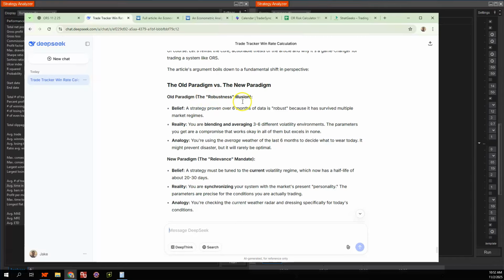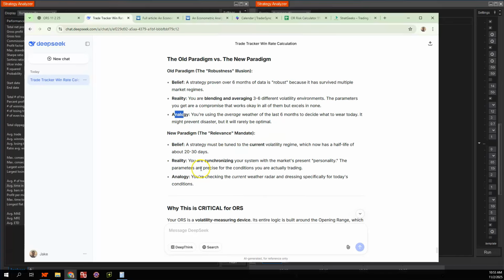The robustness illusion. I love how different AIs break down stuff. Belief: a strategy proven over 6 months of data is, quote-unquote, robust because it has survived multiple market regimes. Reality: you are blending and averaging 3 to 6 different volatility environments. The parameters you get are a compromise that works okay in all of them but excels in none. Analogy, I love this analogy: you're using the average weather of the last 6 months to decide what to wear today. It might prevent disaster, yeah, but it will rarely be optimal.